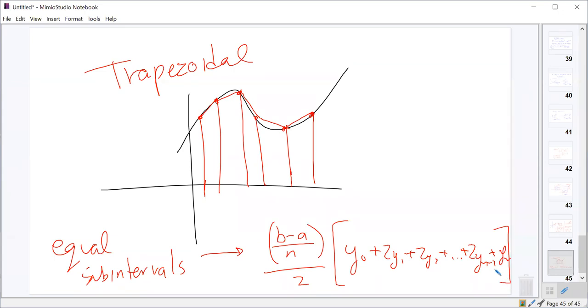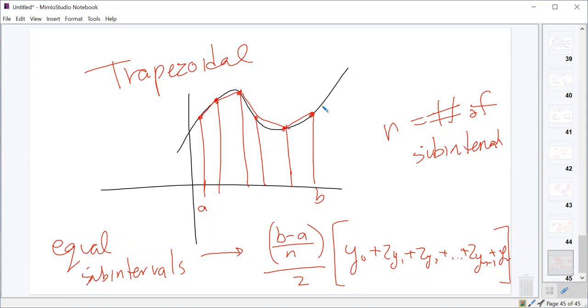So you can use that formula if you have equal subintervals. A is the beginning of your interval, B is the end of your interval, N is the number of subintervals. So in this case, it would be 1, 2, 3, 4, 5. So I'd do B minus A over 5 divided by 2, and then find all these Y values. That's Y naught, that's Y1, that's Y2, Y3, Y4, Y5, until you get to the end.